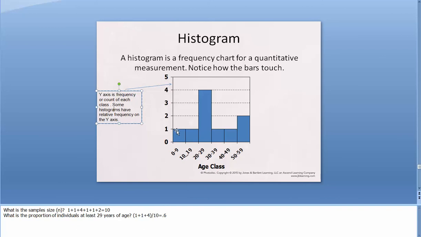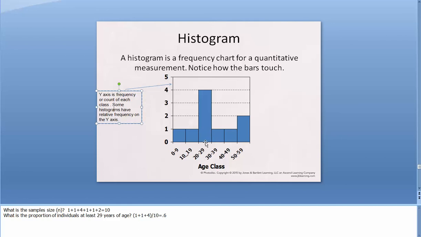You can find the sample size by just adding up all these frequencies: 1 plus 1 plus 4 plus 1 plus 1 plus 2 gives you 10. For any histogram that works. Now again, what's the proportion of individuals at least 29 years of age? So 29 is the end of this group or this class. So how many are there?